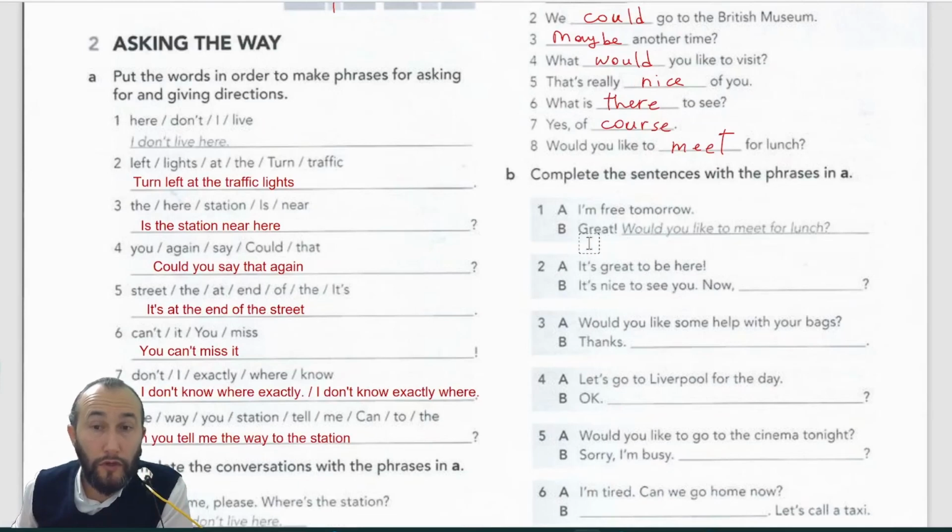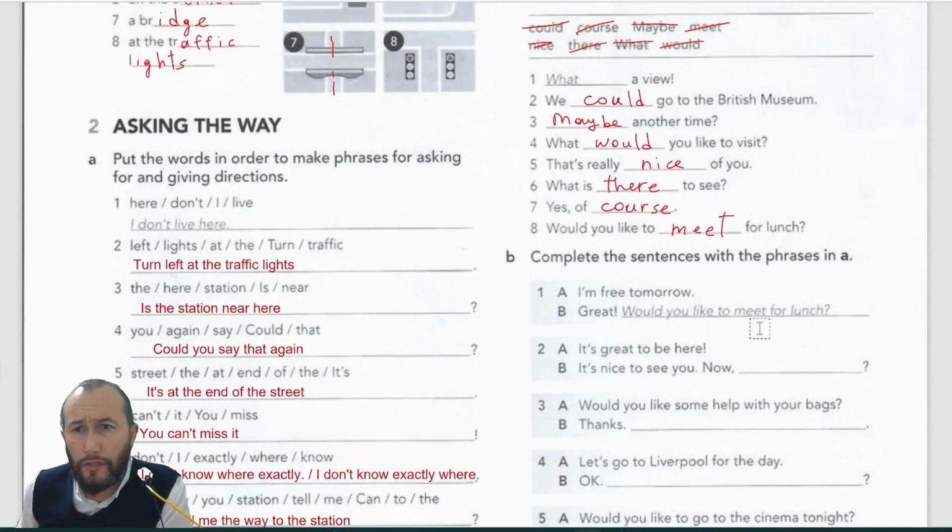I'm free tomorrow. Great. Would you like to meet for lunch? So that's done. And then number two, A is saying, it's great to be here. And then B says, it's nice to see you. Now, it's a question. Would you like to meet for lunch? That's gone. Number 8 is gone because we used it in exercise 1. So we've got only one question left.